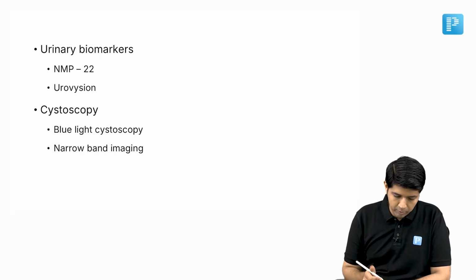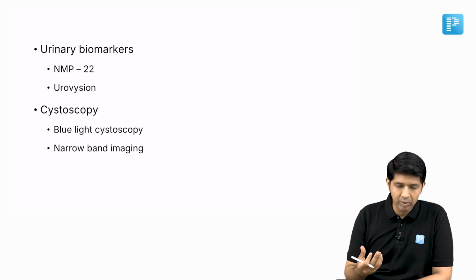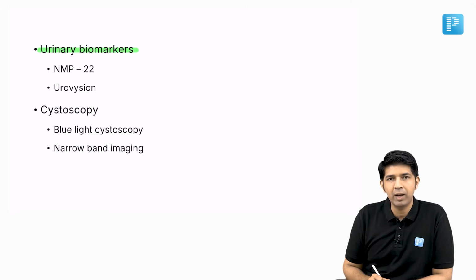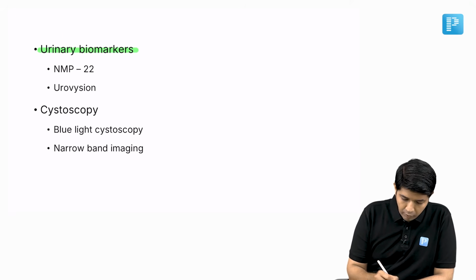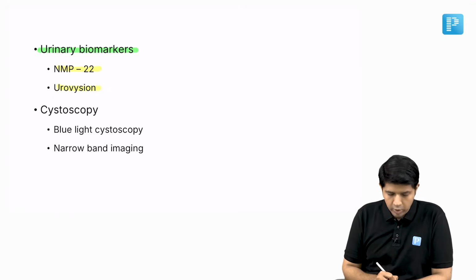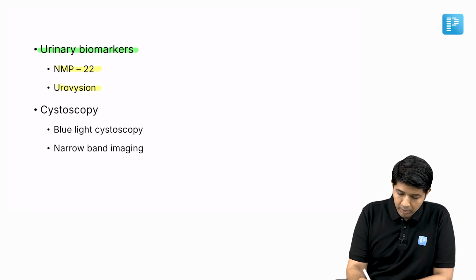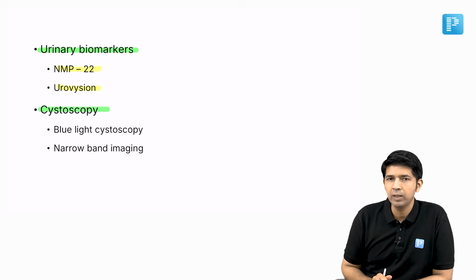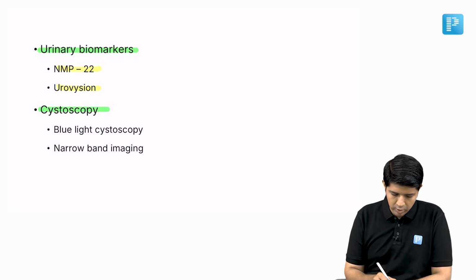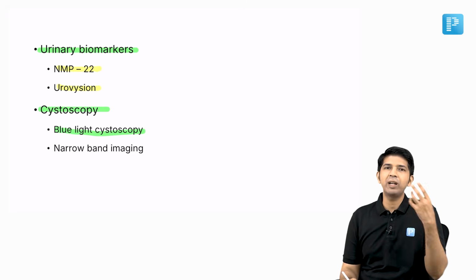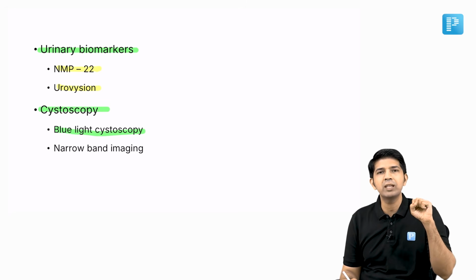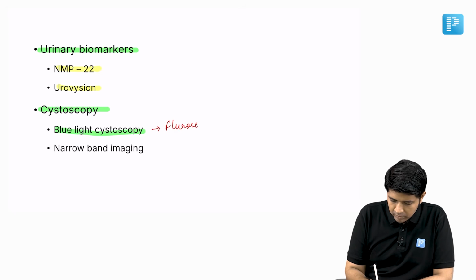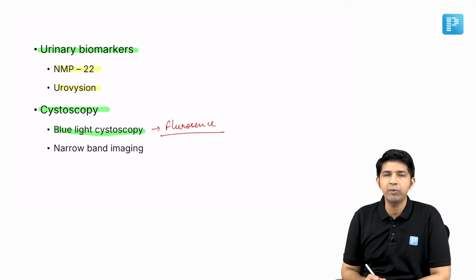Apart from that, there are certain other investigations that will help you identify or diagnose a bladder cancer. One is your urinary biomarkers. Here you will be looking for NMP22 or UroVysion. Second, you can perform a cystoscopy. Now in cystoscopy, you have a white light cystoscopy and a blue light cystoscopy. What we will be using here is the blue light cystoscopy, where you will be using a light of a different wavelength, which will give you a sort of fluorescent imaging. Okay, you will get some sort of fluorescence, and that is what you are looking for.